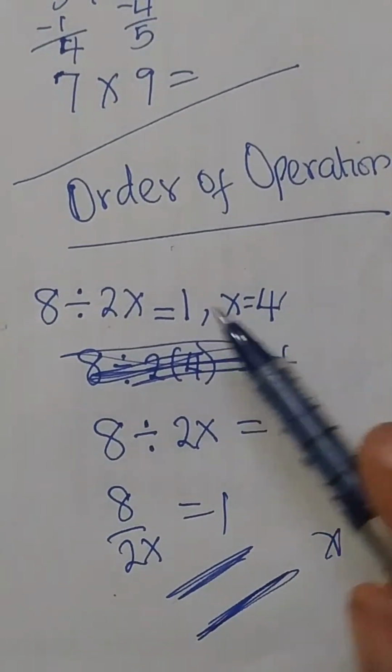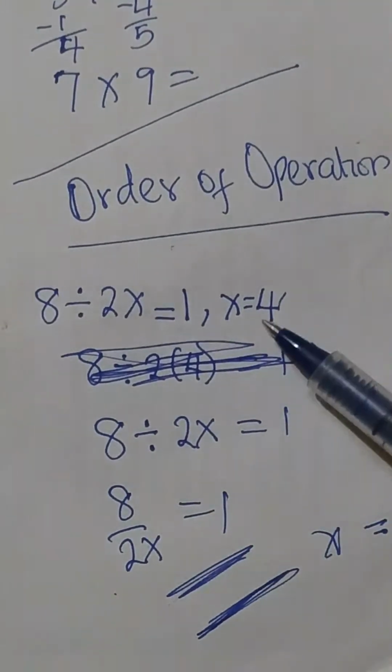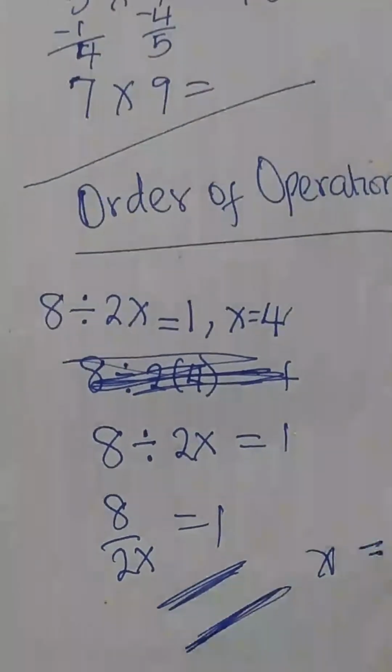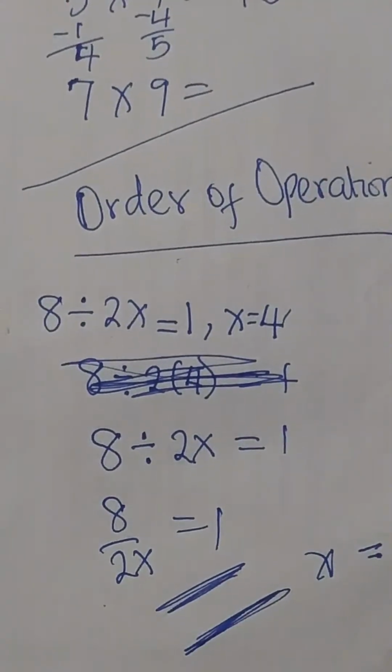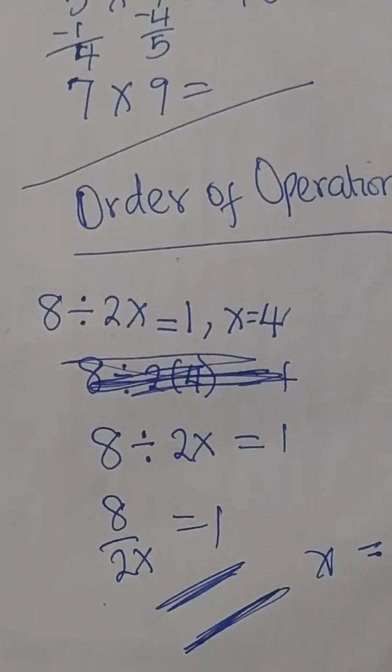So please don't compare it to that. If you put 4 here, it will work. It's true. But in that one, you have to follow order of operation, and they're not the same thing. Stop comparing them, okay? Please, let's not waste time on that. Stop comparing them.